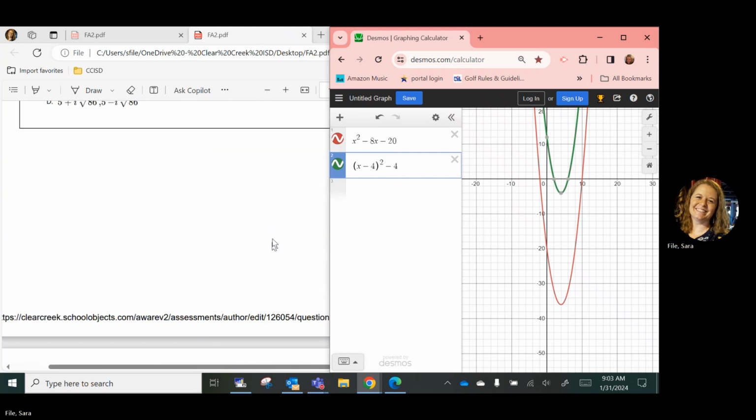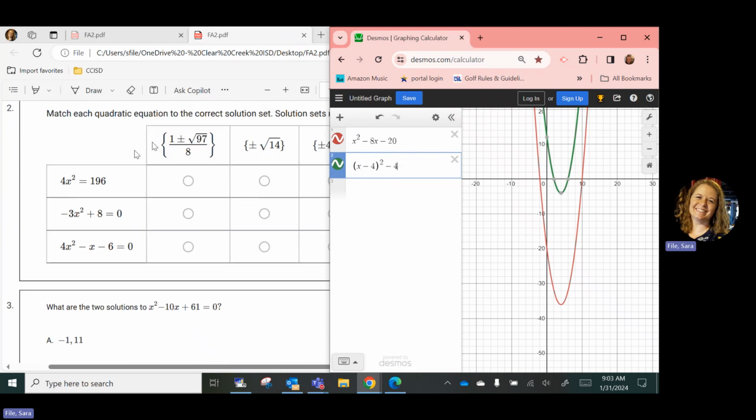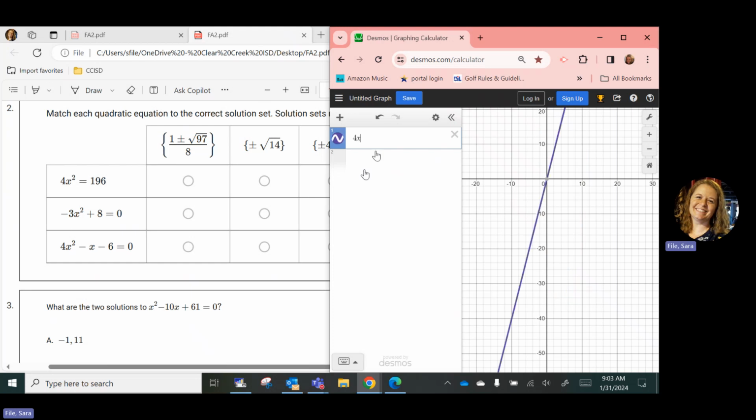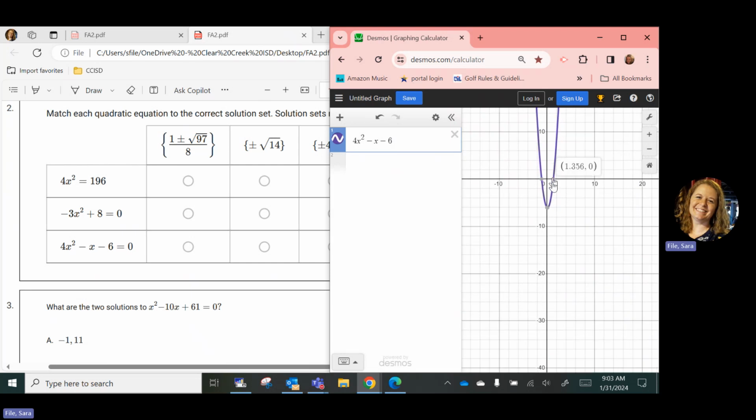All right. Just real quick, what I was saying earlier, I didn't show this to you, but I told you you could do this by checking these in the calculator. What I meant is, so like this last one is 4x squared minus x minus 6. There's what that graph looks like. But when I click, I get these decimals, these irrational numbers. And so looking at the answer choices, I don't know. But you could find out. You could plug in your answer choices.